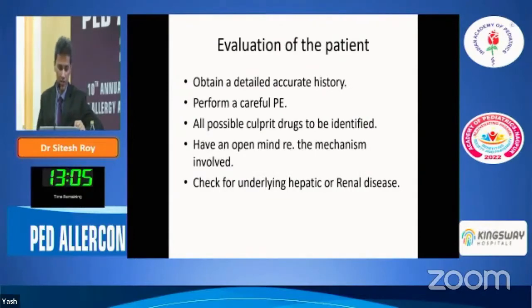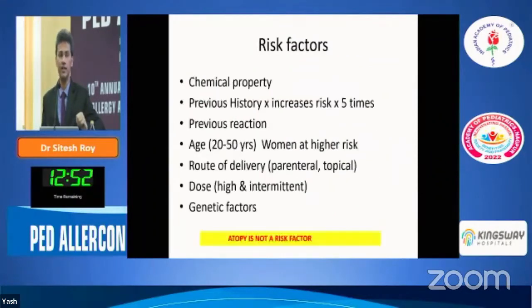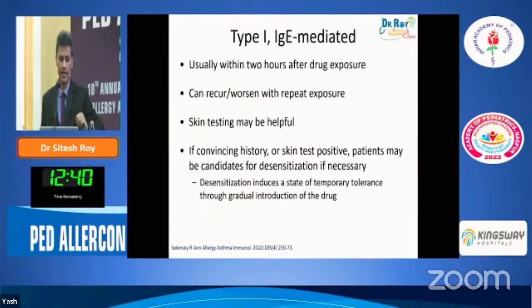Obtaining an accurate history, performing a physical examination if you're seeing them during a reaction, identifying all the potential drugs. Some you may be able to eliminate, some not. Have an open mind about the mechanism involved, and then check for the underlying diseases with it. The chemical property, the previous history, which increases the risk by up to 5 times, a previous reaction, age when it occurred. As I said, women are at greater risk, route of delivery, dose, and genetic factors.